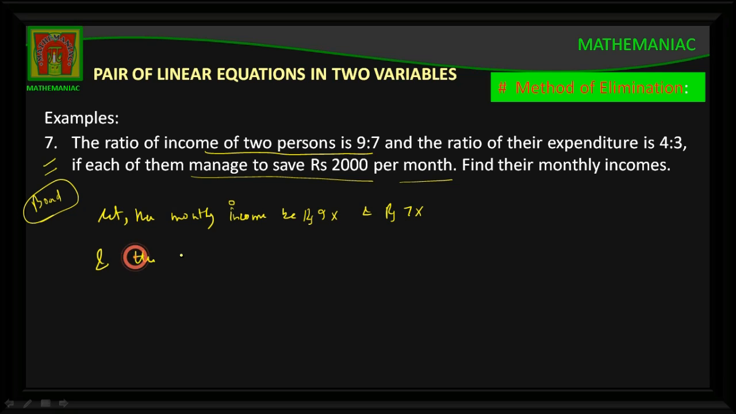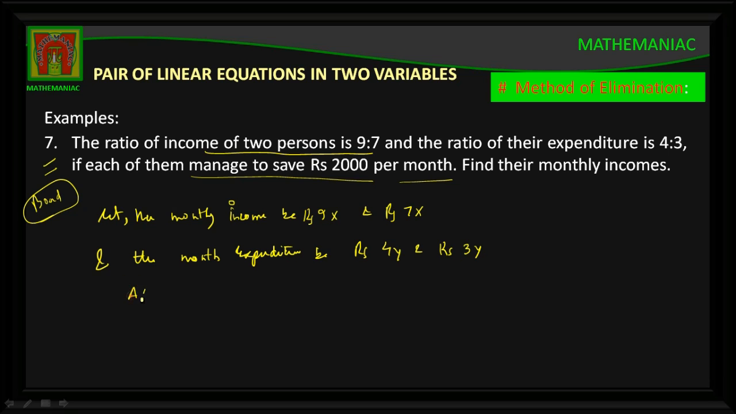And the monthly expenditure, what will be the monthly expenditure? 4y rupees and 3y rupees. Am I clear to you?